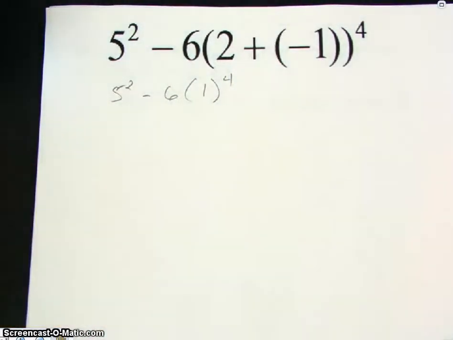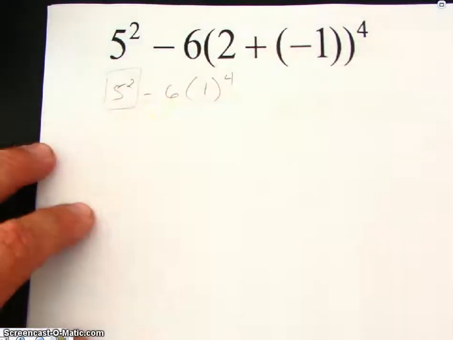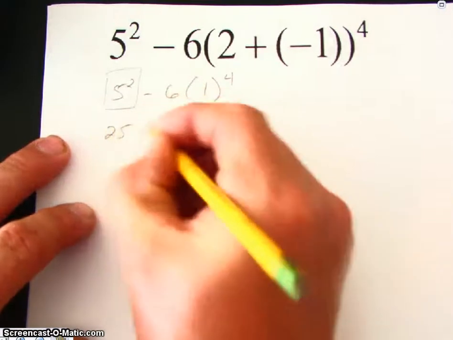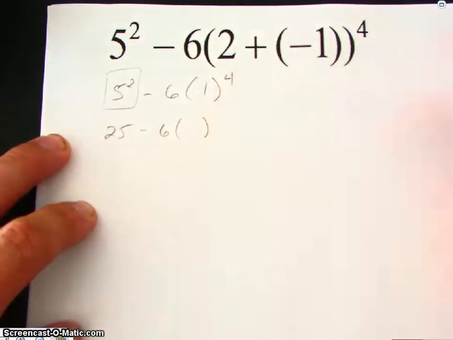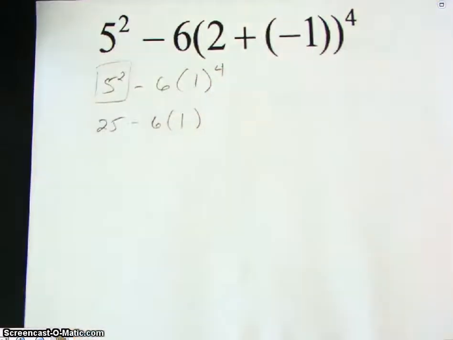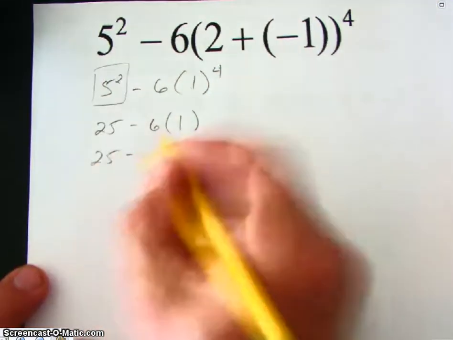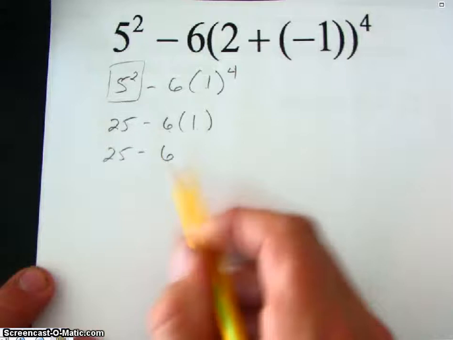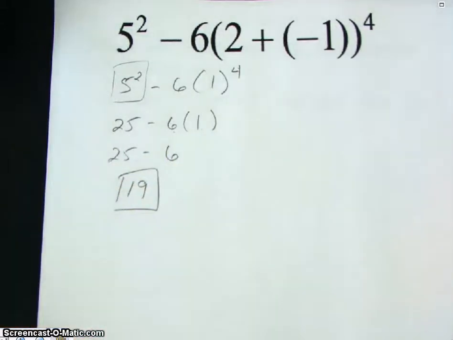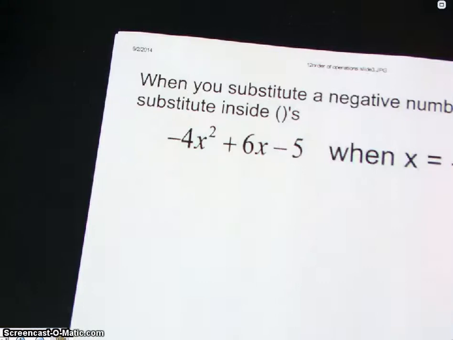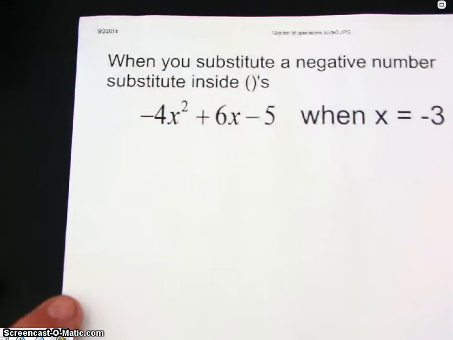So now what I do next is exponents. I do that exponent, so that's 25. 1 to the 4th power is 1. Then I do multiplication, so that means 6 times 1 is 6. And then subtraction, 25 minus 6 is 19. And there you go. Okay, one more aspect to this.